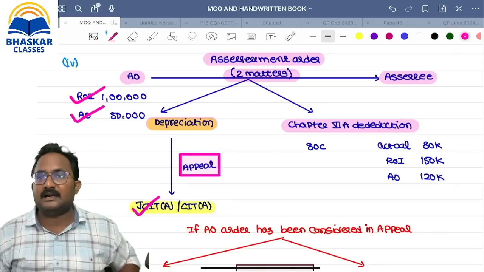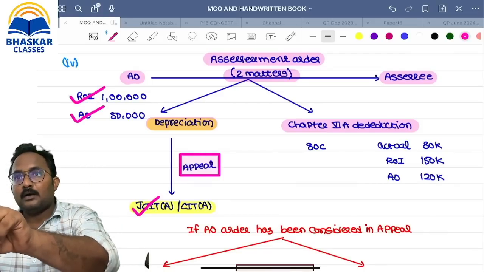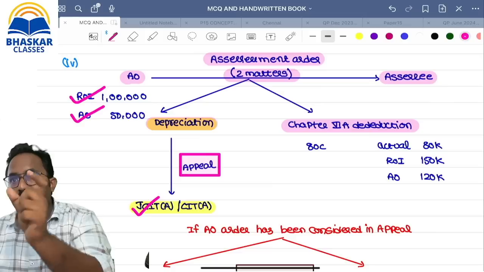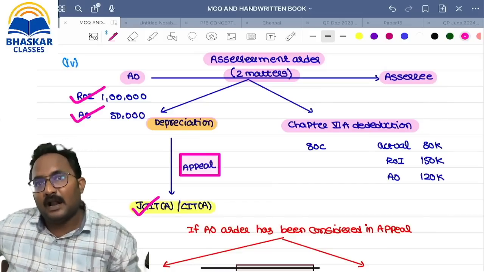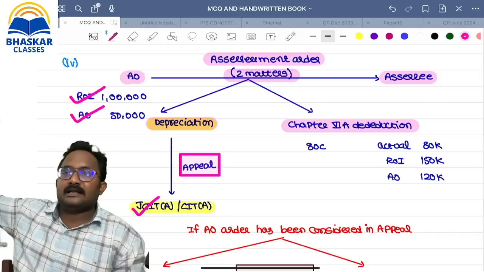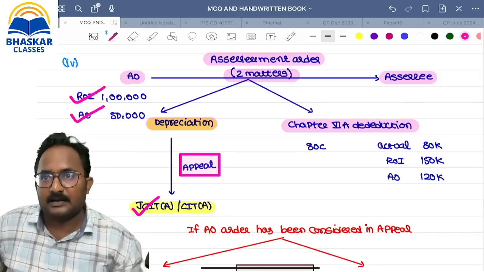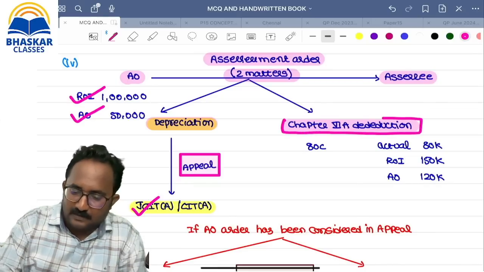Now, with respect to this matter, he wants to make an appeal to a higher authority. Can you tell me who is the higher authority? JCIT, CIT(A). Remember, the total order also you can go for an appeal, or any matter of an order also you can go for an appeal. Here, what is the matter? Depreciation. That matter is called the subject matter of an appeal. With respect to only one matter, we are going for an appeal. That is only what, ma? Depreciation. That matter we can call the subject matter. Clear, ma?